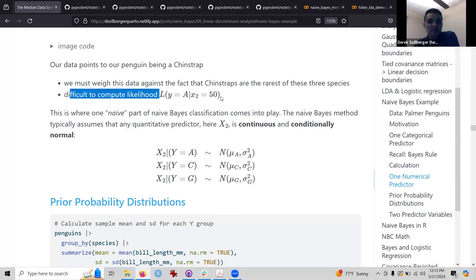Some considerations, once we get into the continuous variables, it might be difficult to compute likelihood, at least based on the underlying mathematical framework. This is one area where the naive part of the naive Bayes classification comes in. We assume that each numerical variable is continuous and conditionally normal, so they each have a normal distribution with an associated mean and variance.